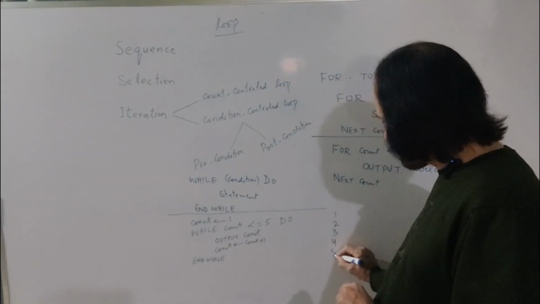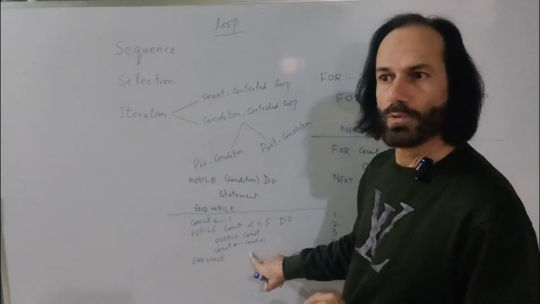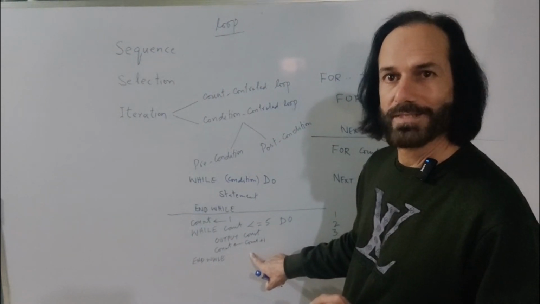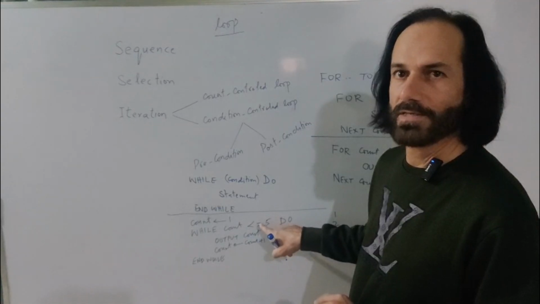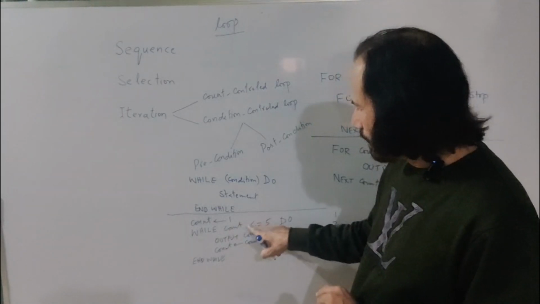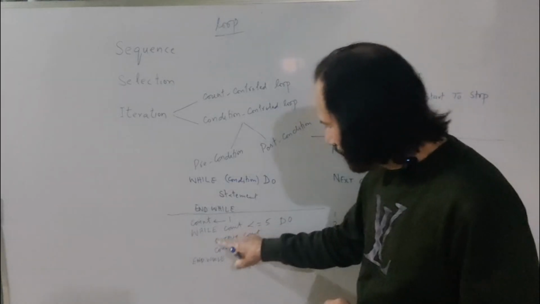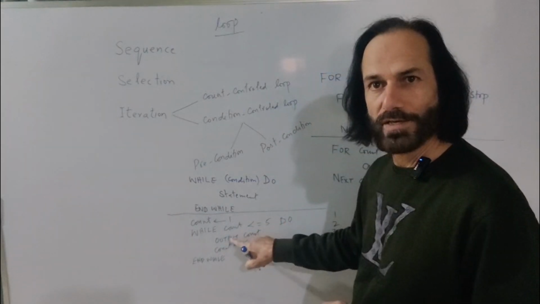It will output 5. Now it will increment by 1. Now the count will become 6. Now this condition will become false, because it says, while the count is less than or equal to 5, keep repeating these two statements.